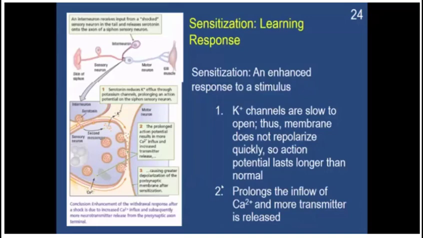Sensitization is the opposite. This is where the synapse has a greater response to the same stimuli. This can involve an interneuron producing additional neuromodulators or releasing additional neurotransmitters to have an impact. What has been seen, at least in animal models, is that the potassium channels open more slowly, meaning that the neuron doesn't repolarize as quickly, allowing calcium to continue to influx into that presynaptic neuron, which increases the amount of neurotransmitter that's released.